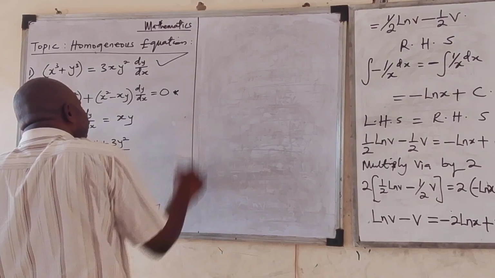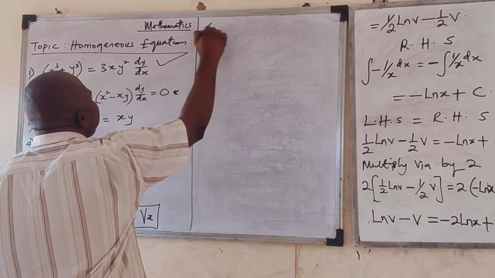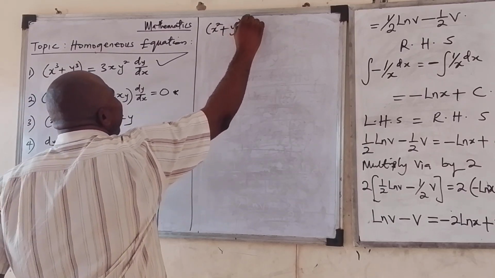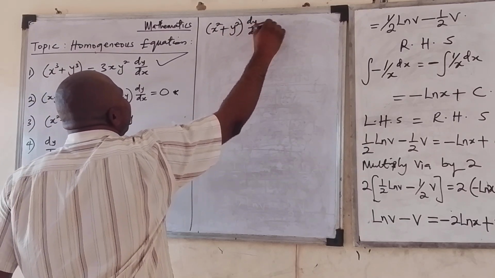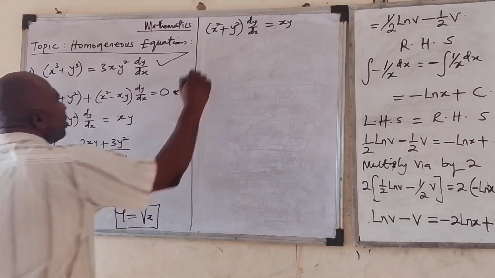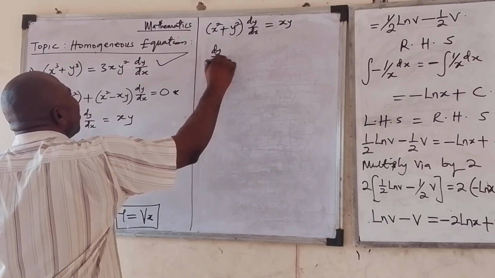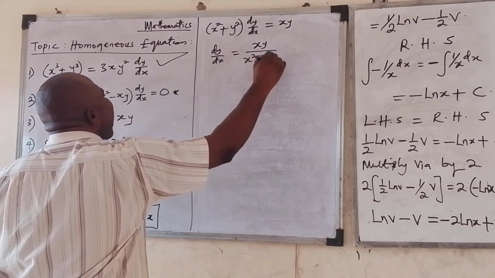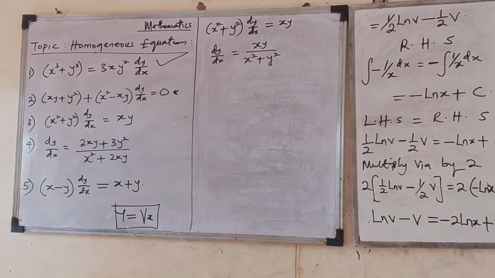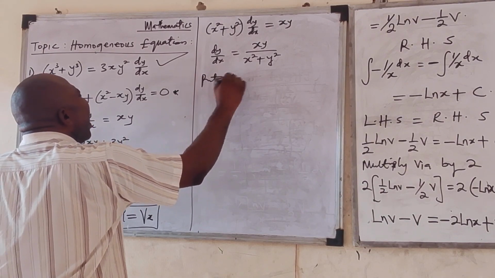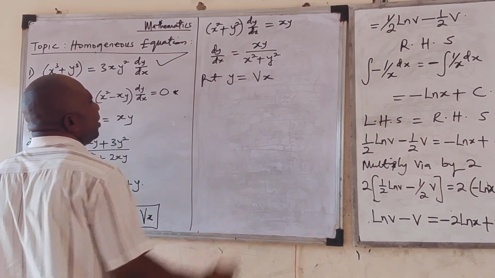Now, question number 3, we have x squared plus y squared, dy/dx is equal to xy. So it means dy/dx will be equal to xy all over x squared plus y squared. So here, now put y equal to vx.